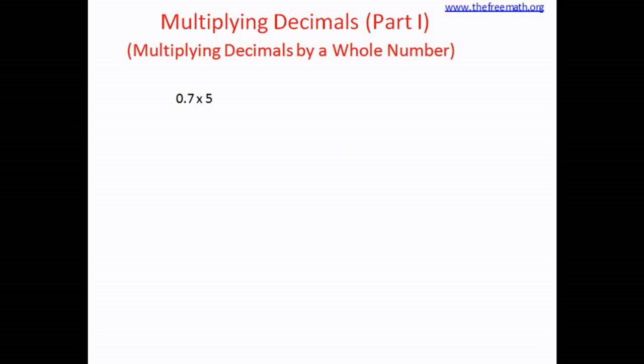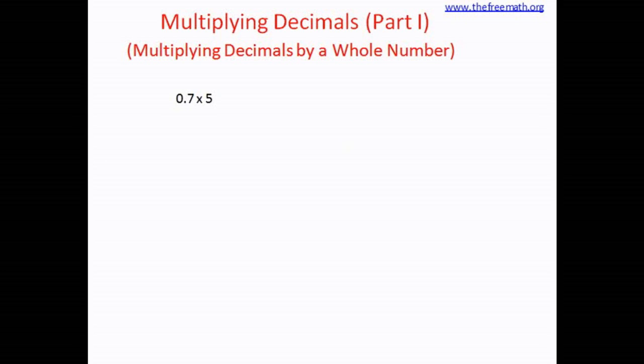0.7 multiplied by 5. We do not know yet how to multiply a decimal number by a whole number, but we do know how to multiply a fraction by a whole number, and we also know how to convert a decimal number to a fraction. Let's use what we know and do the multiplication.